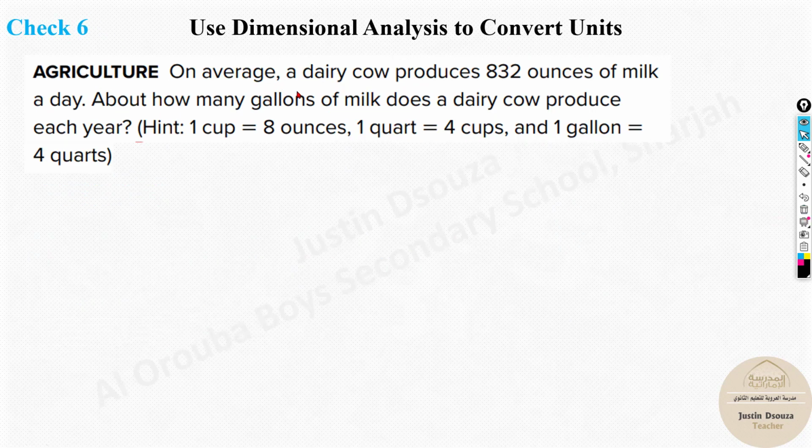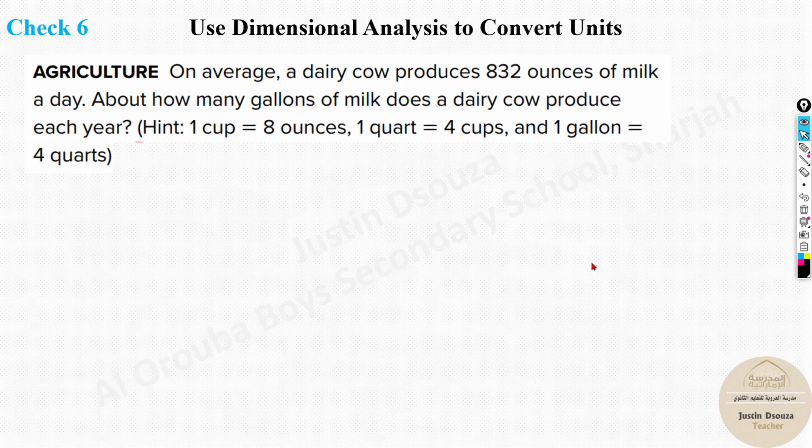On average, a dairy cow produces 832 ounces of milk a day. How many gallons of milk does a dairy cow produce each year? Now this is another trick question. Why? You have been told all this about ounces, quarts, gallons, everything is conversion. But there is not only that. They have told 832 ounces a day, and we need the final answer in a year. For 1 year, how much do we get?